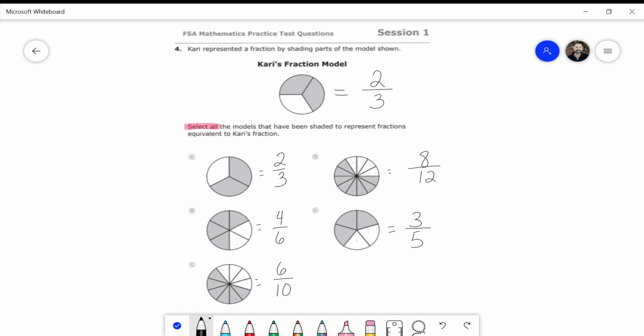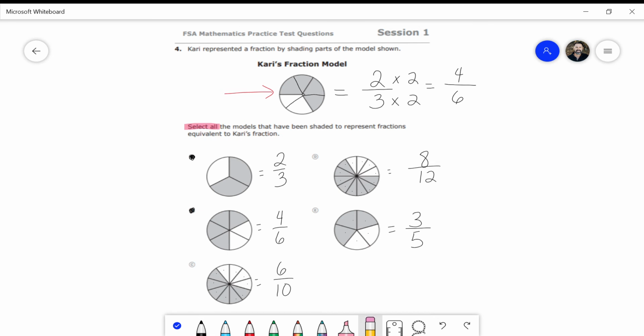So 2/3, letter A, the answer choice is 2/3. Well, that's exactly the same as Carey's model. It's like doing nothing to it. You just left it alone. So that definitely is an answer. Letter B, 2/3. Can I cut 2/3 in half? If I cut every piece in half, well, then that equals 4/6. Well, that's letter B.